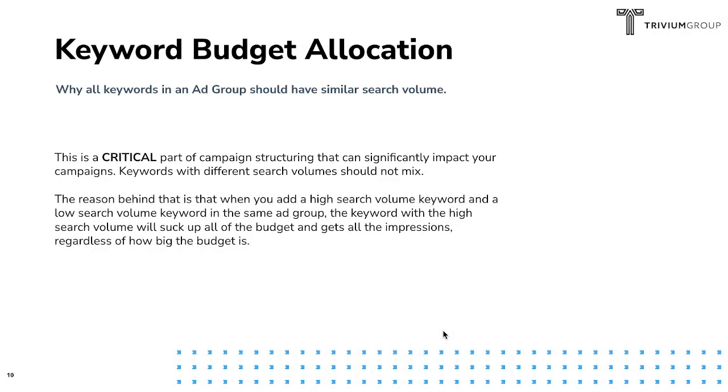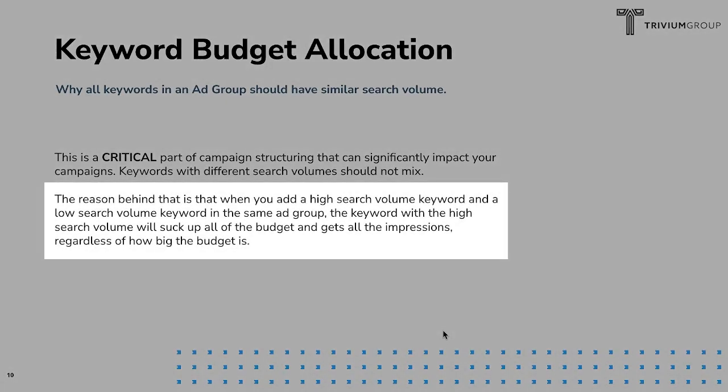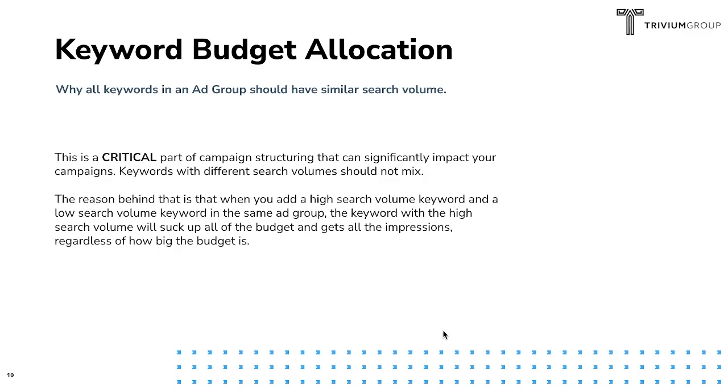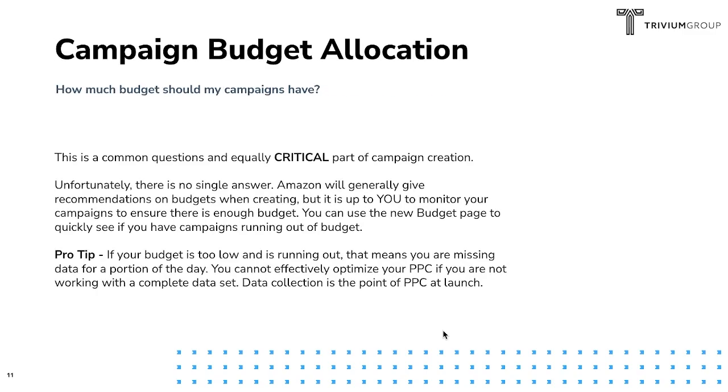Why is that? Well, if you have high search volume keywords and low search volume keywords in the same ad group, doesn't matter how many keywords are in each. The keywords with the high search volumes are going to suck up all the budget, obviously, naturally, because they have a lot more volume. They're going to get all the impressions, and it doesn't really matter how big the budget is. It's going to soak up all of that budget and leave the ones with lower impressions virtually not having any impressions at all.